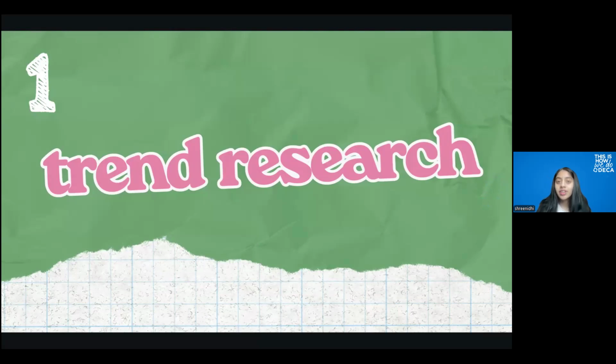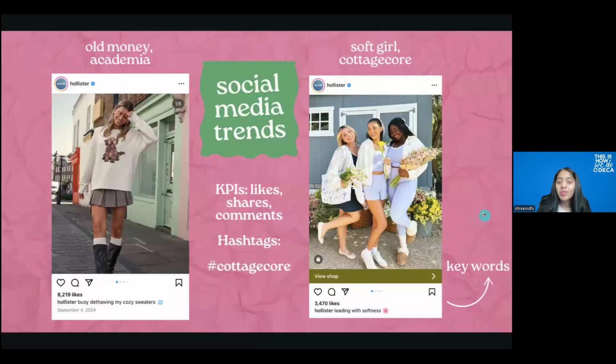Now, before we start our fashion business, it's important to identify the proper trends in the market so that your products can align to your target market's needs and wants. And a great way to do this is through social media. Now, social media has a lot of different posts, both user generated and from the companies, and you can use these posts to identify popular trends.